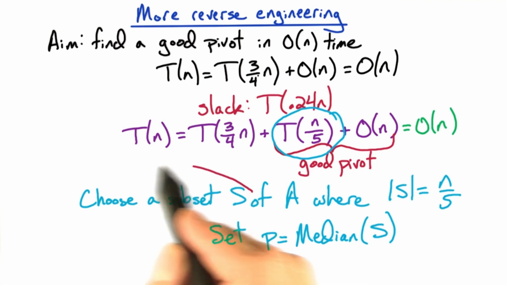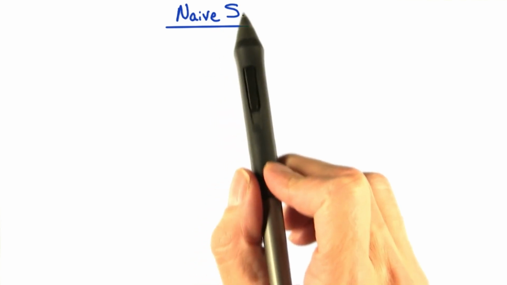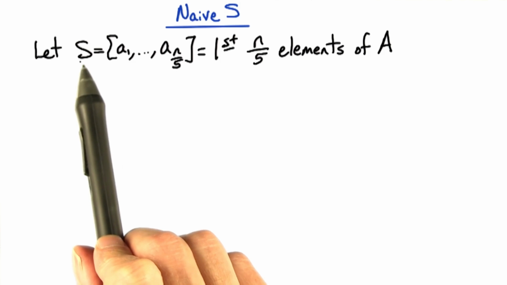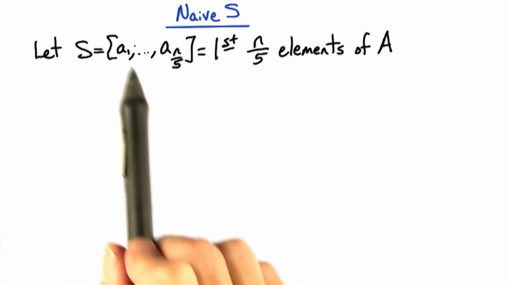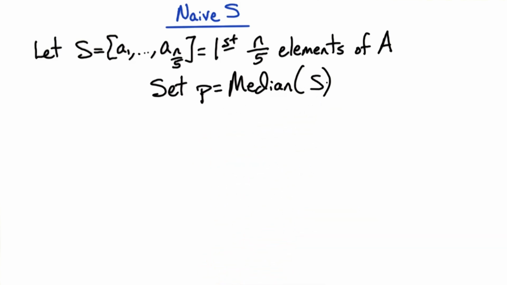The question is, how do we choose this subset S? We need to choose this subset S so that it's a good representative sample of this entire array A. Let's take a look first at a naive choice of this set S, and then we'll see how that fails, and it'll give us some intuition about choosing a better choice. What's a simple idea for choosing this subset S, which is of size n over 5? Well, perhaps the simplest idea is to let the subset S just be the first n over 5 elements of A. Then we're going to set our pivot to be the median of this subset S.